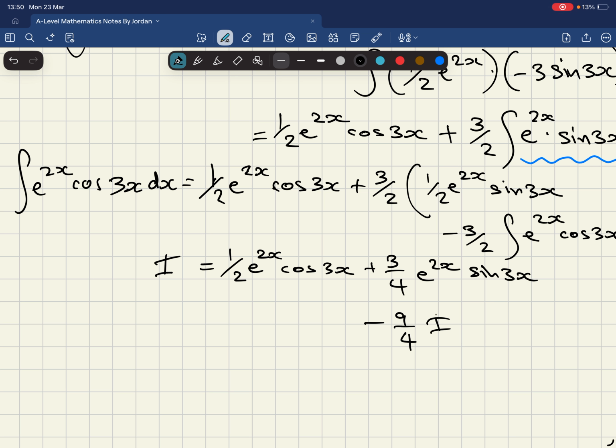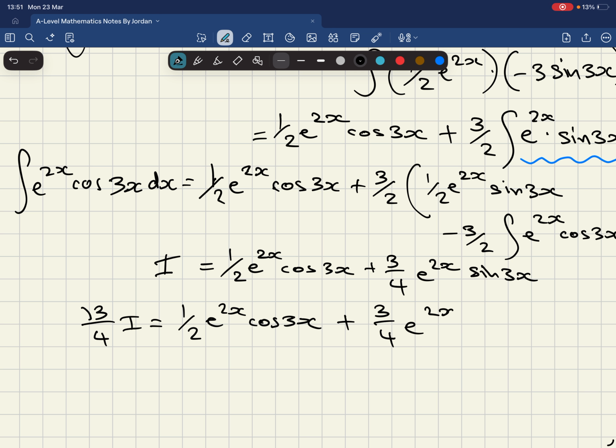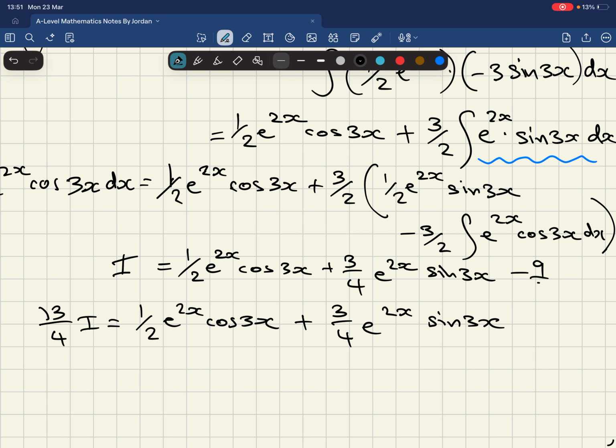So let me bring 9 over 4 I to the left side. So adding those up gives us 13 over 4 I. And then we have everything else that we see on the right. And then plus 3 over 4 e to 2x sine 3x. So I just had to move that out of the way. Okay.